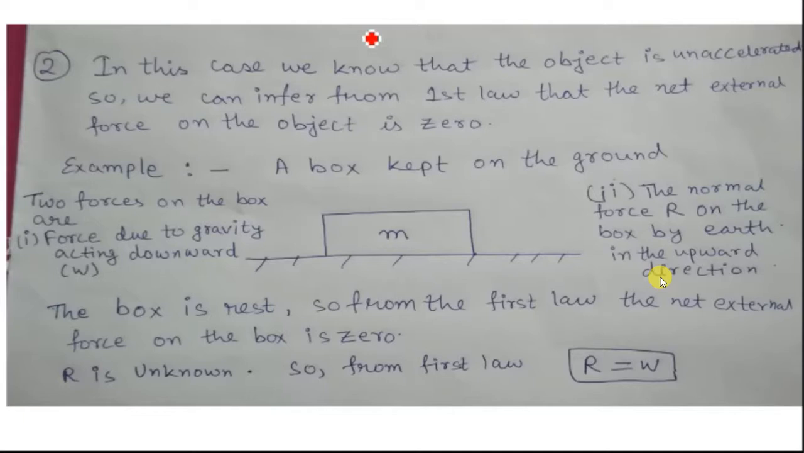In the second case, we know that the object is unaccelerated. That is, the acceleration of the body or box is zero. So we can infer from the first law that the net external force on the object is zero.